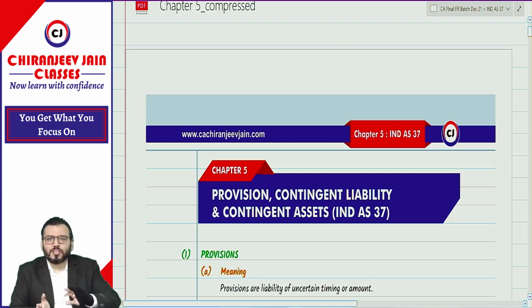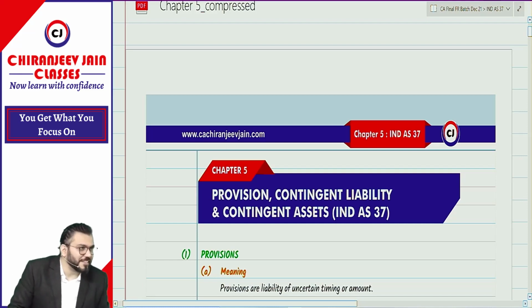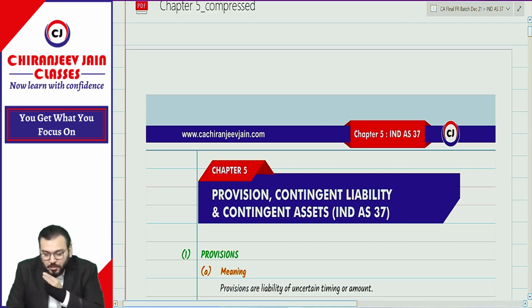I hope you all know that provision is based on the conservatism principle. Provision is not certain. If it is certain, then estimation is not required, and provisions are always estimated. It is an accounting estimate. That is not correct. Does anyone want to add something?